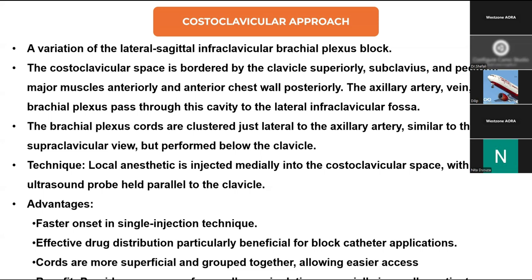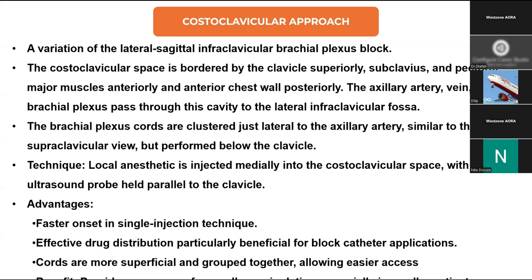Talking about the costoclavicular approach, this is a variation of the lateral sagittal infraclavicular brachial plexus block. The costoclavicular space is bordered by the clavicle, subclavius, and the pectoralis major muscle anteriorly, and the anterior chest wall posteriorly. The axillary artery, vein, and the brachial plexus pass through this cavity to the lateral infraclavicular fossa. The brachial plexus cords are clustered just lateral to the axillary artery, similar to the supraclavicular view, but it is performed below the clavicle.